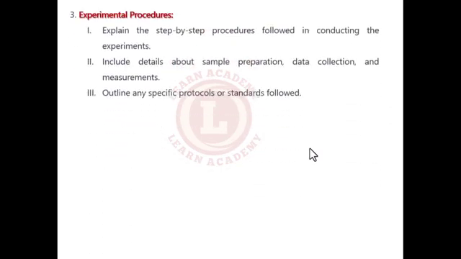Then you have the next section under the methodology, the experimental procedures. Under this, you explain the step-by-step procedures followed in conducting the experiment. You also include details about sample preparation, data collection, and measurements. And finally, you outline any specific protocols or standards you might have followed.